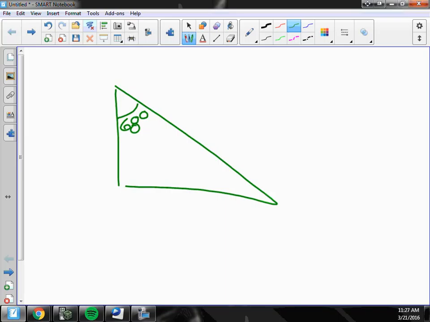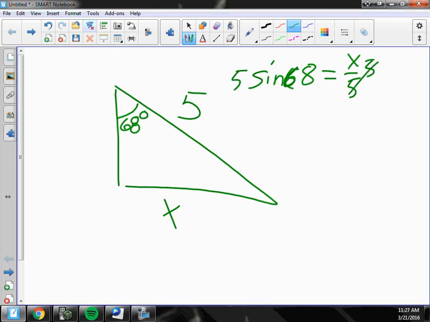68 degrees. What ratio should we use? Opposite and hypotenuse, which is a sine. So the sine of 68 is equal to x over 5. Is that a multiply or a switch? Multiply. So 5 sine of 68.